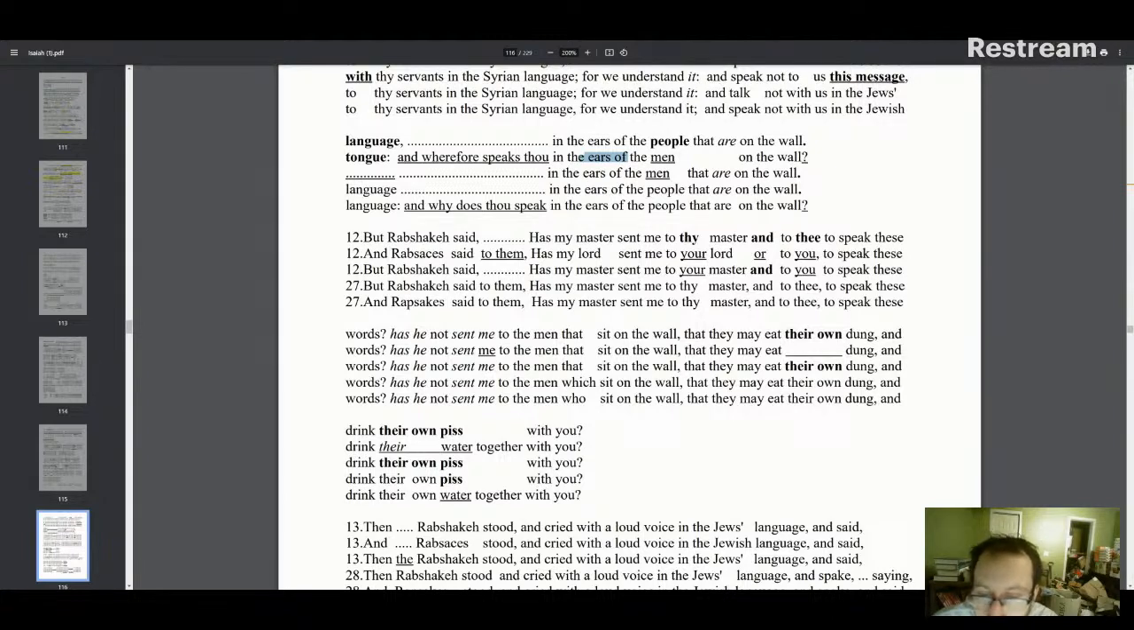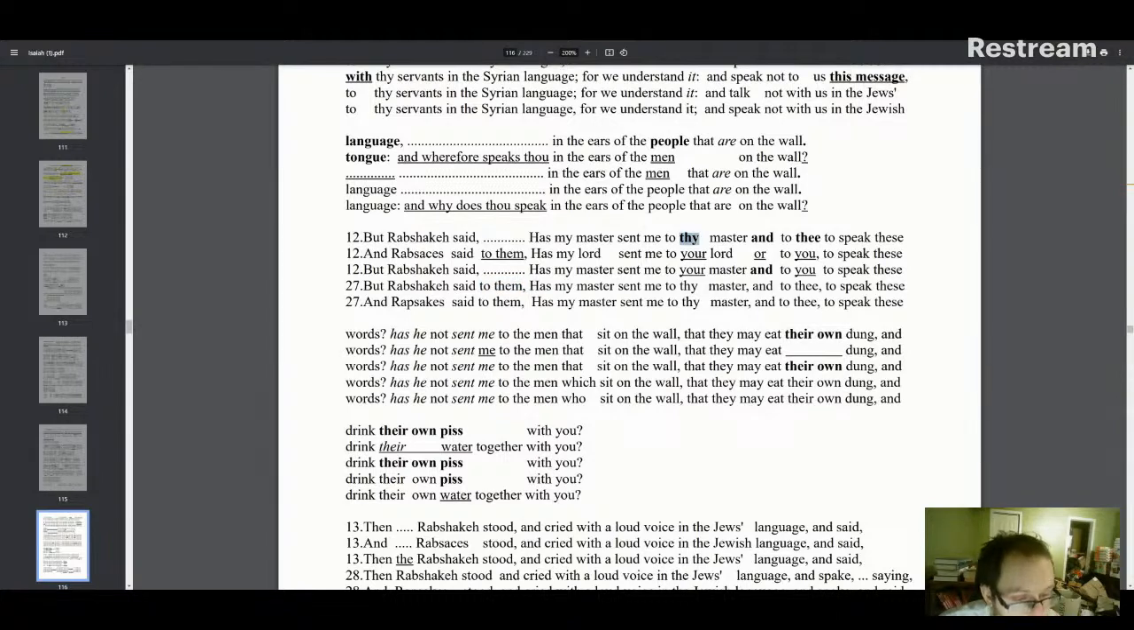We have here, interestingly, the Hebrew of Isaiah just says, "Rabshakeh said." The Septuagint says "said to them," and 2 Kings in both the Hebrew and Septuagint says "to them" as well. So "to them" is probably the correct reading. And then let's see here.